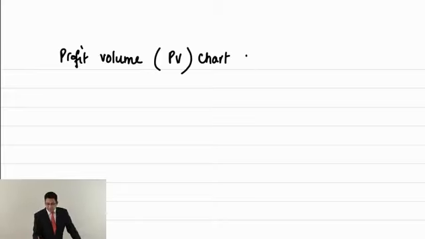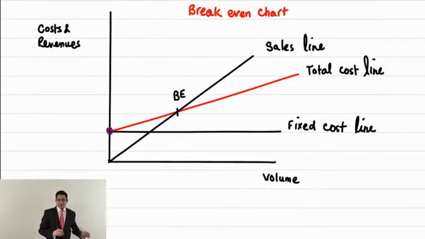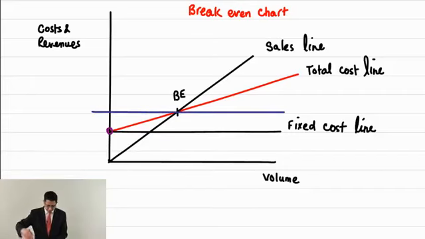Examiners call it the PV chart. The profit volume chart is actually a dissection of the original break-even chart. If we look at the original break-even chart, can you see where the break-even is? And right from the break-even, we start a new x-axis. It works like this. Wherever the break-even is, right through the break-even, we develop a new revised x-axis.